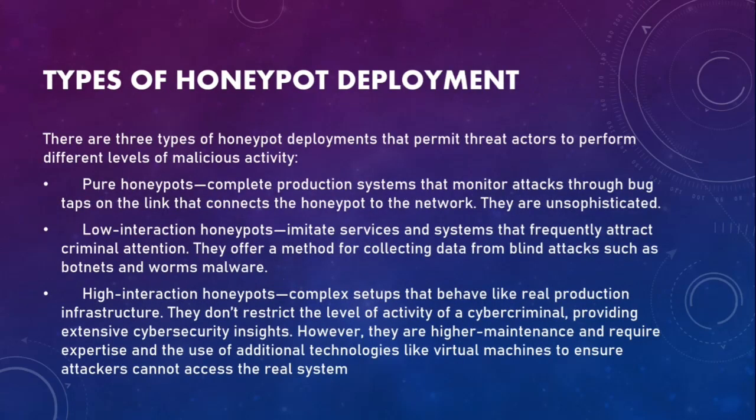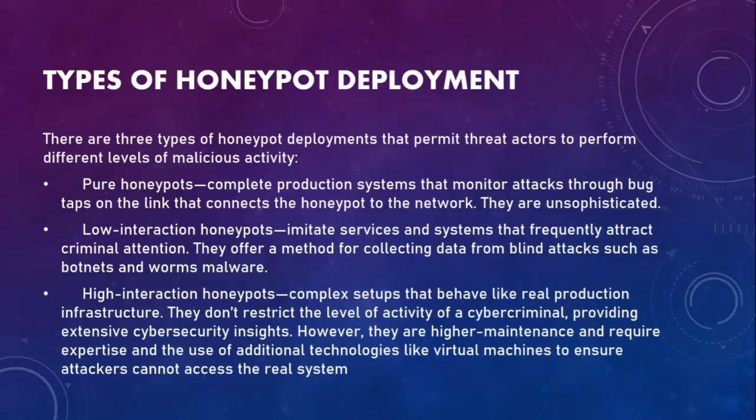Types of honeypot deployment. There are three types of honeypot deployments that permit threat actors to perform different levels of malicious activity. Pure honeypots are complete production systems that monitor attacks through bug taps on the link that connects the honeypot to the network. They are unsophisticated. Low interaction honeypots imitate services and systems that frequently attract criminal attention. They offer a method for collecting data from blind attacks such as botnets and worm malware.